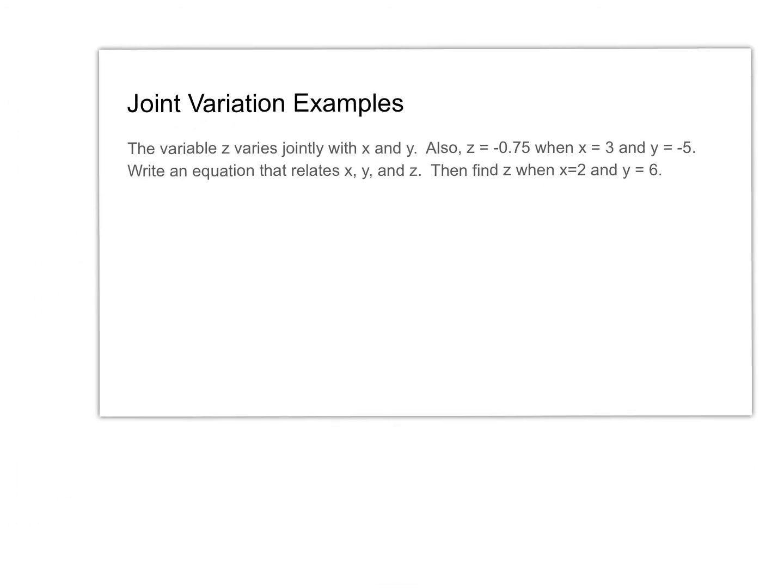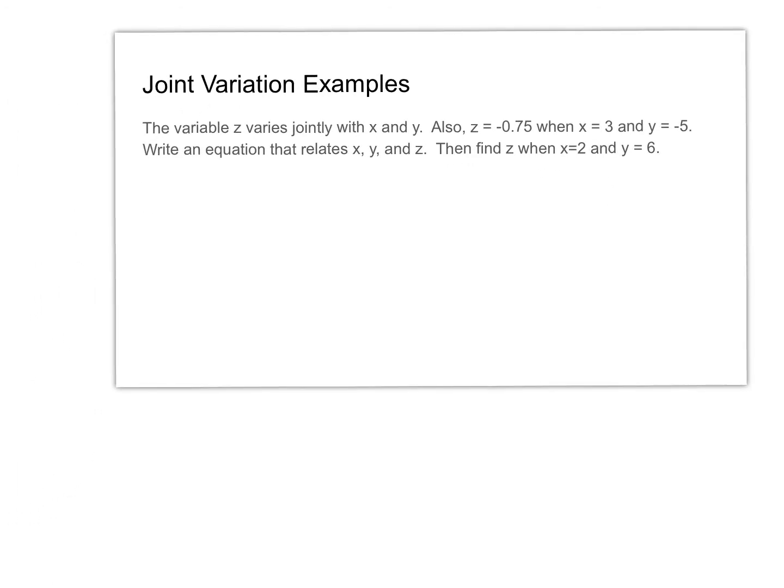Okay. So here's our example. The variable z varies jointly with x and y. So z is equal to a times x times y. I'm told that z is negative 0.75. I'm told that x is 3 and y is negative 5. So that's going to help me solve and go get a. Write the equation that relates x, y, and z. So that's basically saying create the equation that does this.